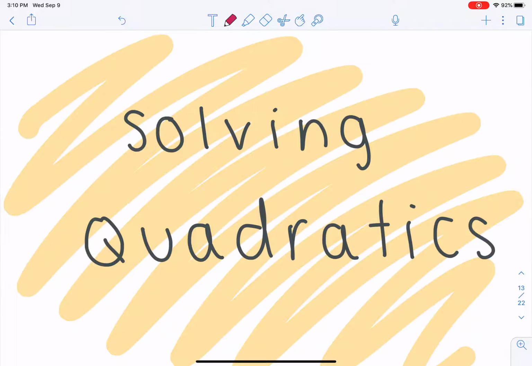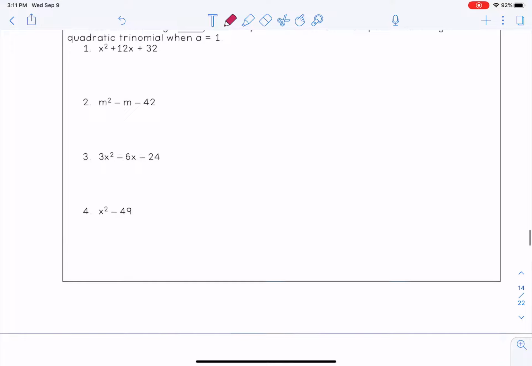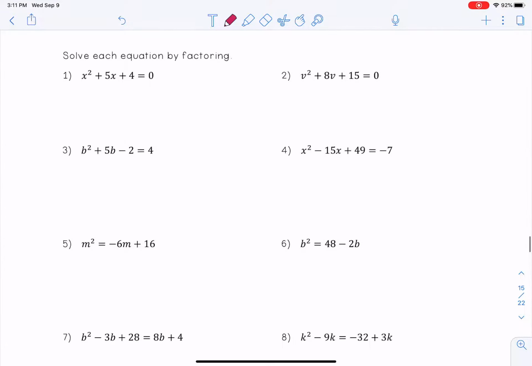In this video, we're going to go over the different ways you can solve a quadratic. So make sure you start by going over this warm-up. The first way we can solve a quadratic is by factoring.